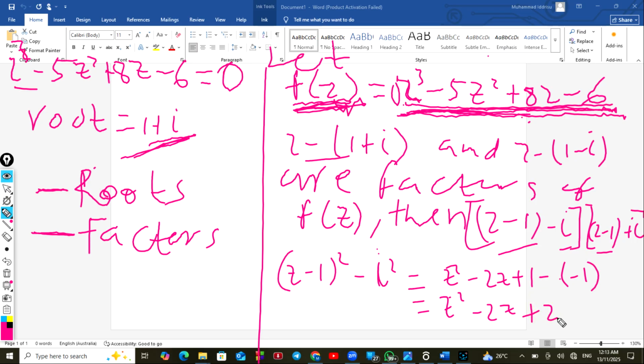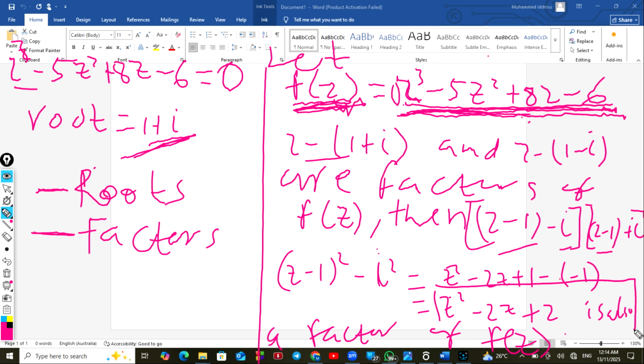So that means the product is also a factor of f of z. Let's note the product, because I will cancel everything. My board is not all that big, so I cannot move. I can only cancel to make up some space for myself.